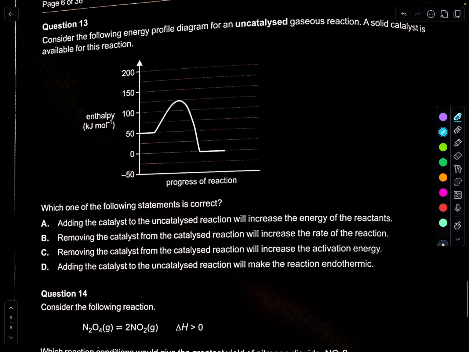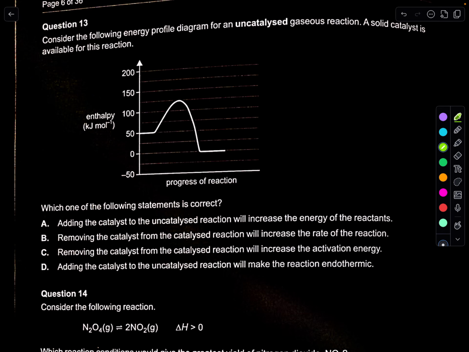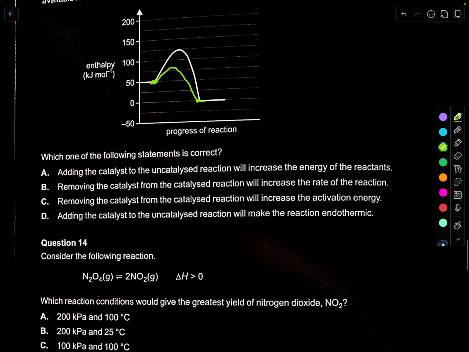Question 13. Consider the following energy profile diagram for an uncatalyzed gaseous reaction. A solid catalyst is available for this reaction. Okay, which of the following statements is correct? Before we do that, this is the uncatalyzed reaction. So of course, the catalyst will look like this. Let me draw it. It looks like this. Remember, it will have the same enthalpy change overall. What changes is the activation energy. Which of the following statements is correct?